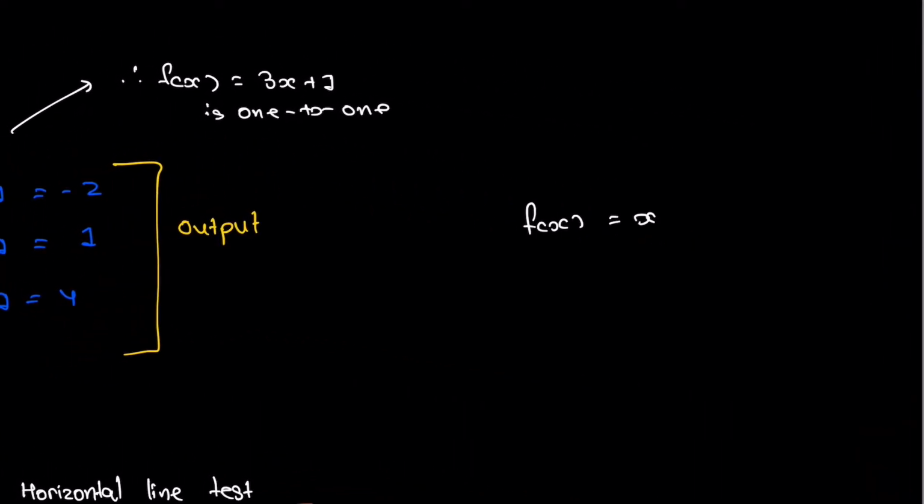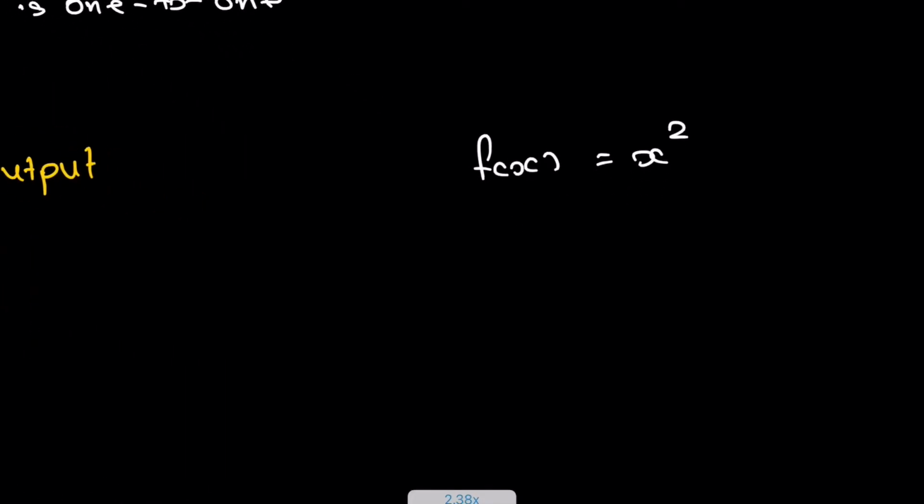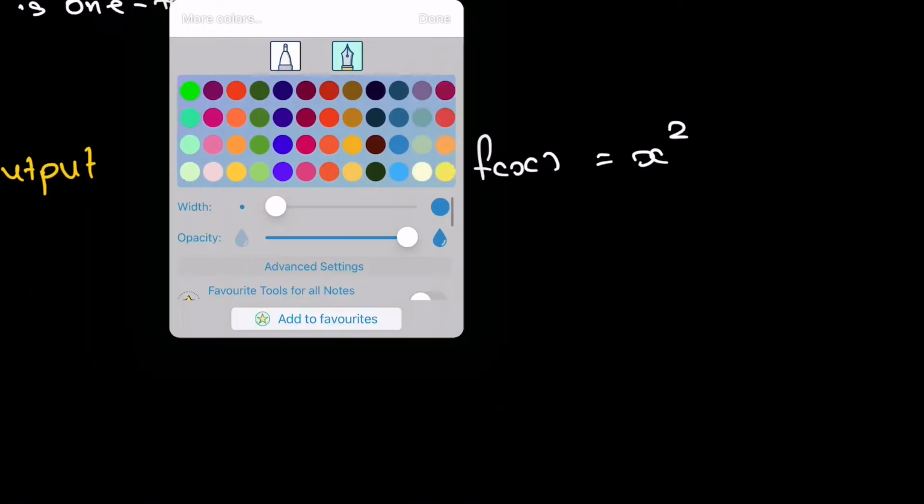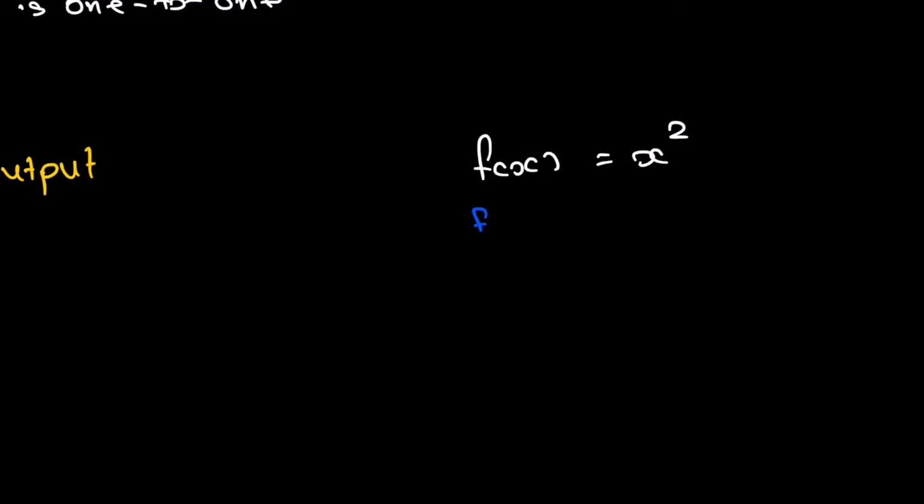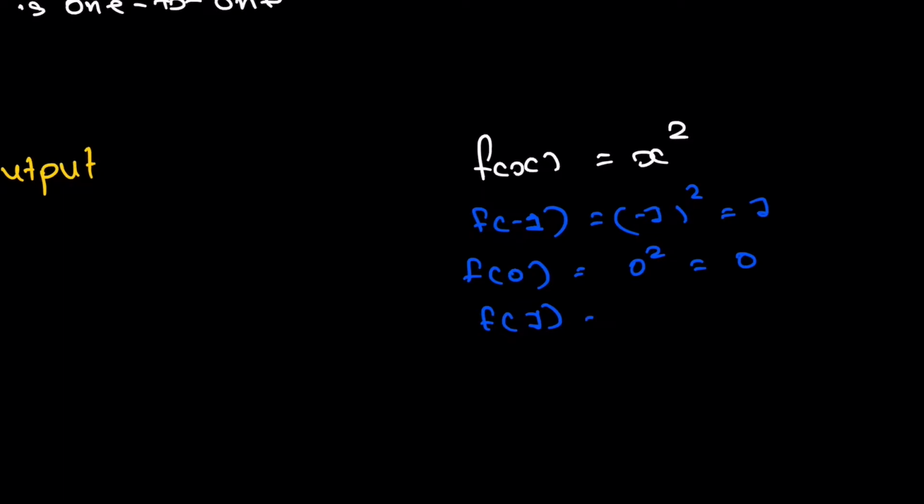This is f of x is equal to x squared. Now, let's do the same thing and substitute some x values. We'll do f of negative 1, f of 0, and f of 1. f of negative 1 is negative 1 squared, which is equal to 1. f of 0 is 0 squared, which is equal to 0. And f of 1 is 1 squared, which is equal to 1.